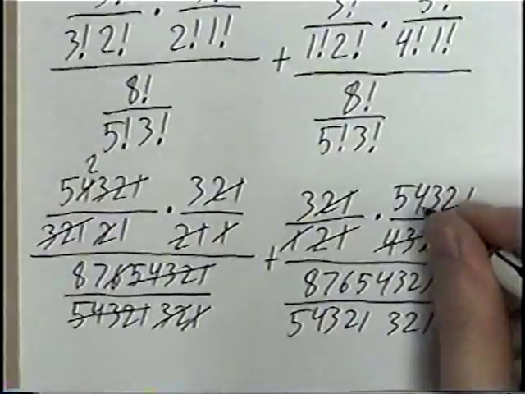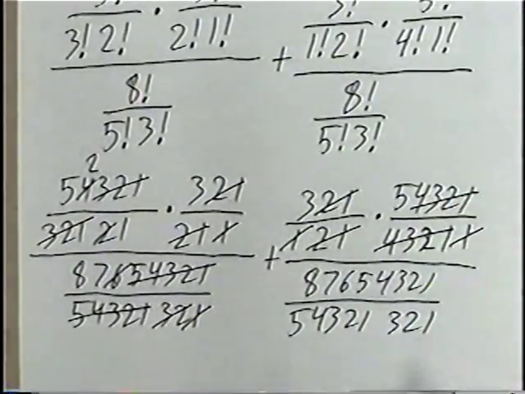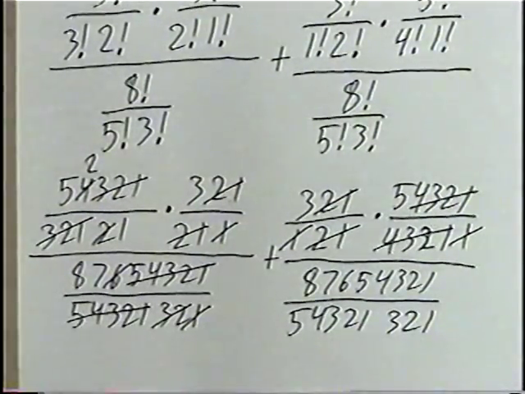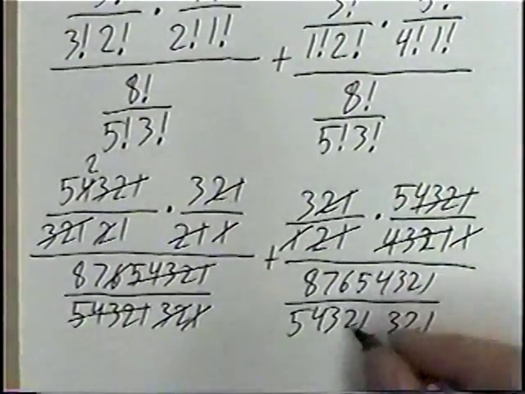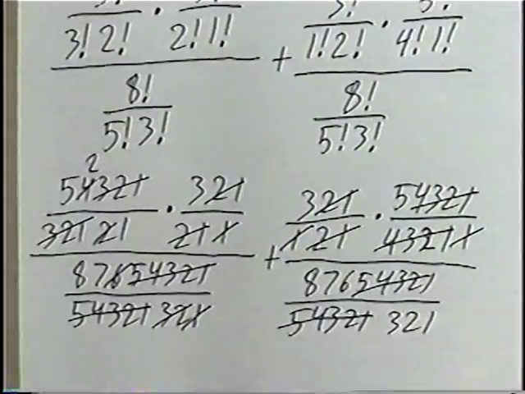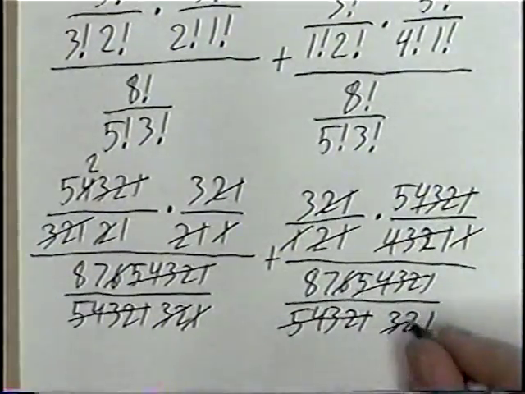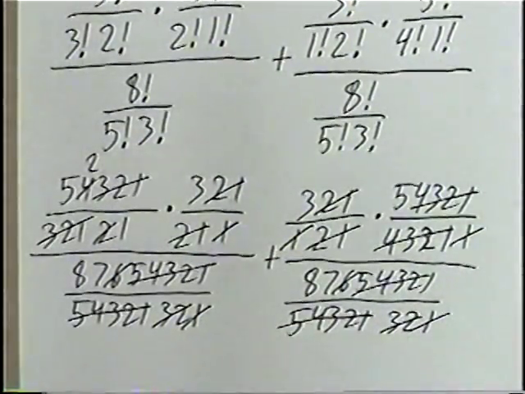Times 4, 3, 2, 1 cancels. The 1 we can ignore, so we're left with a single 5. And the denominator, just like the first fraction, 5 through 1 cancels, and the 6 and the 3 and the 2 cancels, and the 1 we can ignore.